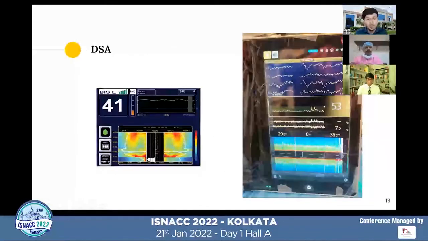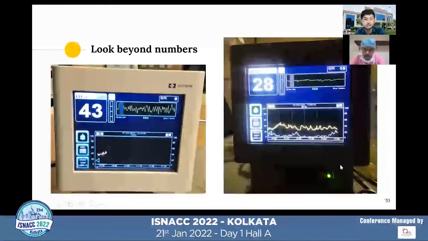Newer monitors provide us with a density spectral array, like the BIS Vista bilateral monitor. The Z-line monitor also provides a density spectral array. Here we can see the density spectral array provided, and this white line represents the spectral edge frequency 90. When using the depth of anesthesia monitor, we should see both the EEG waveform as well as the number.